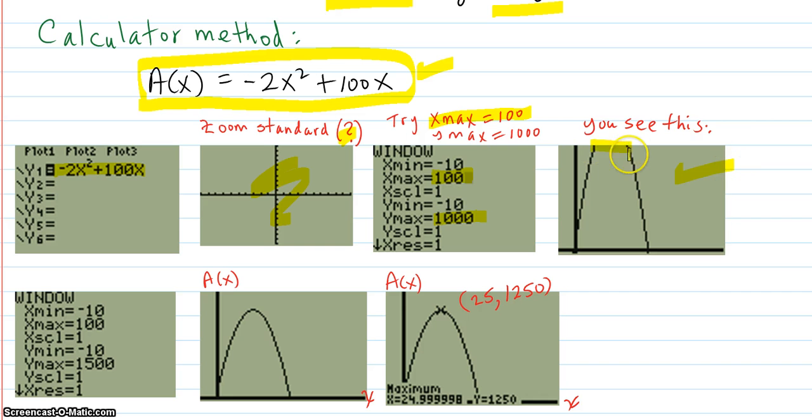So it's chopped off here. We don't see where the vertex is. So we need a little bit more in the y. So we crank it up to 1,500. You could go to 2,000. It'd be okay. So I cranked it up to 1,500. Now I see what I want.